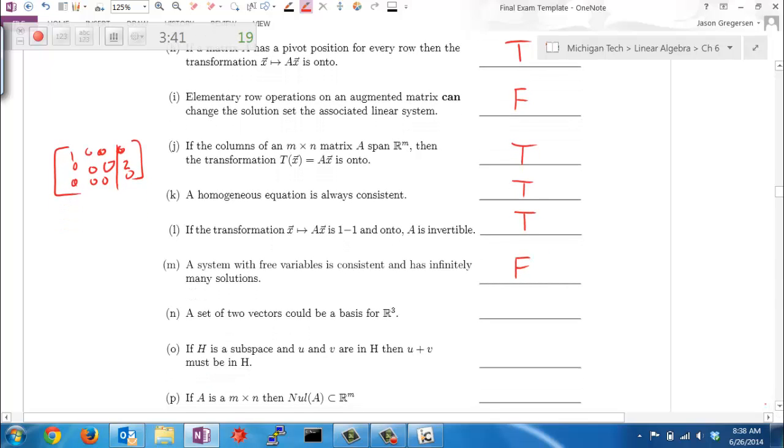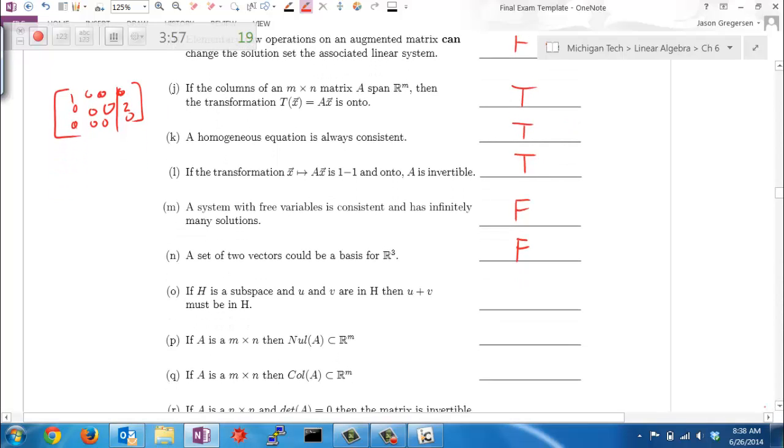A set of two vectors could be a basis for R3. We kind of hit that one up already in the first one, so that one is false. How many vectors would I need for a basis of R3? I need 3. All right, the next one. If H is a subspace and U and V are in H, then U plus V must also be in H.